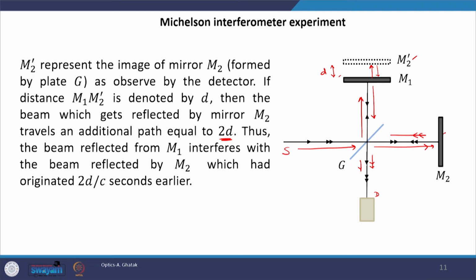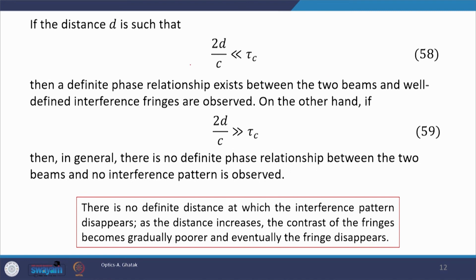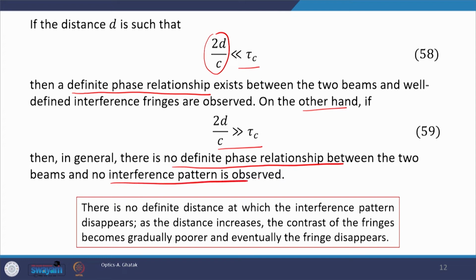Now, how much time will the light take to cover the 2d distance? It will take 2d by c seconds, and therefore the beam reflected from M1 interferes with the beam reflected by M2, which had originated 2d by c seconds earlier. Again we will implement the same condition. If this time is much less than tau c, then only we will observe fringes, because then the two interfering rays will have a definite phase relationship. On the other hand, if 2d by c is much larger than tau c, the two interfering beams will not have any definite phase relationship, and we will not be able to observe an interference pattern.